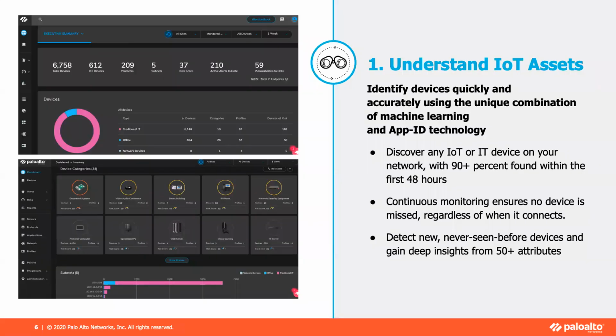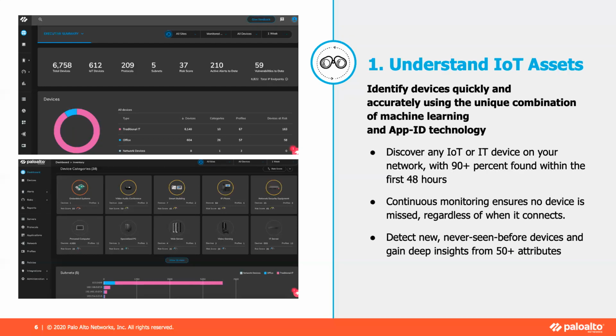So the first thing we have to do is understand what's out there to identify these devices. We do this with a combination of machine learning and App-ID. We're able to discover most of the IoT devices in your network within a couple of days. Some things just don't connect that often or aren't connected all the time. Well, therefore, we're talking about 90+% of devices. Things that are constantly connected, yes, we're going to find very quickly.